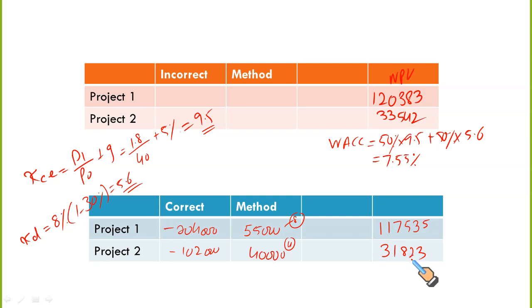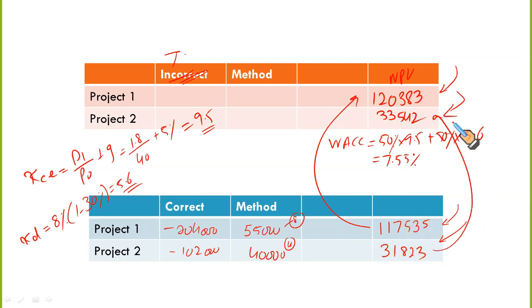Now we have the final result. Not the incorrect approach, this is the correct approach that Mr. Suresh should have used rather than the textbook approach. Resultantly, his NPV in both cases is overstated. Project 1 is overstated by around 3,000, and project 2 is also slightly overstated by $2,000. So both project 1 and project 2 are overstated.